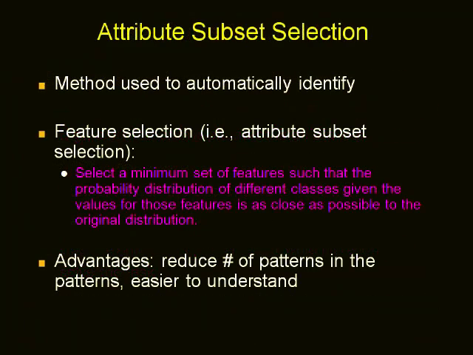The second method is attribute subset selection. Attribute subset selection is a strategy that basically helps to identify automatically the most important or essential attributes out of several attributes for a given data set. That means this process eliminates irrelevant or redundant attributes from the database.